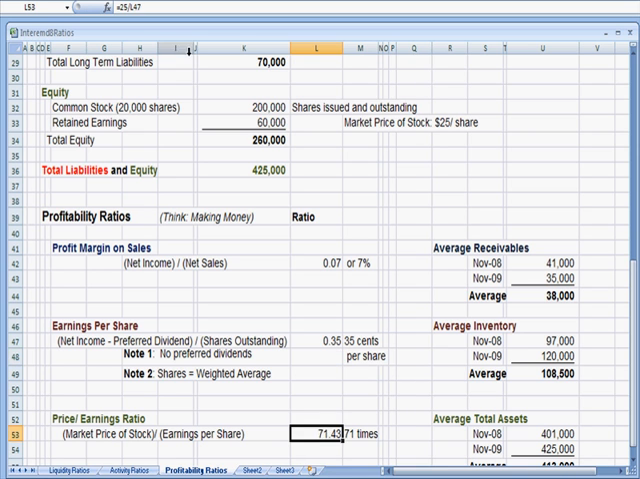And we're going to divide those two, and if I click on that field, you'll see that it's 25 divided by 35 cents. What that means is that the current price of the stock at $25 a share represents 71 times the annual earnings. And this ratio is used to determine the premium, or the amount, the multiple of earnings that you're paying for a stock.